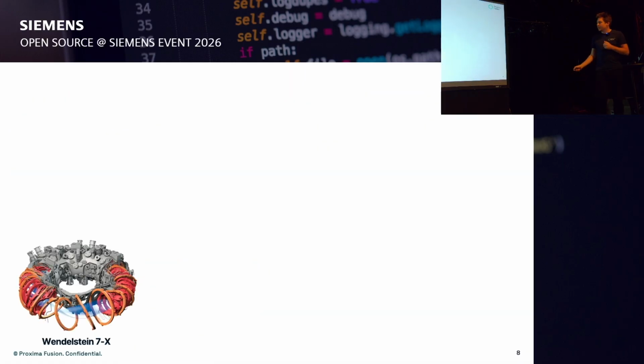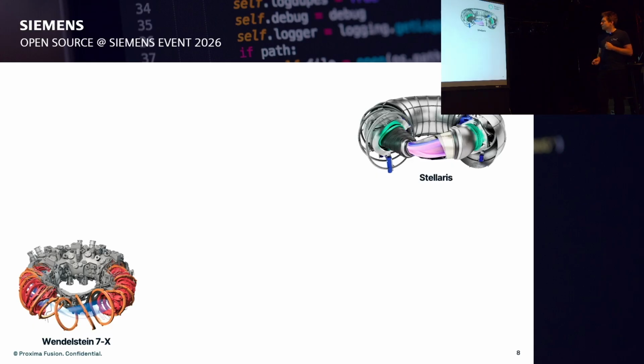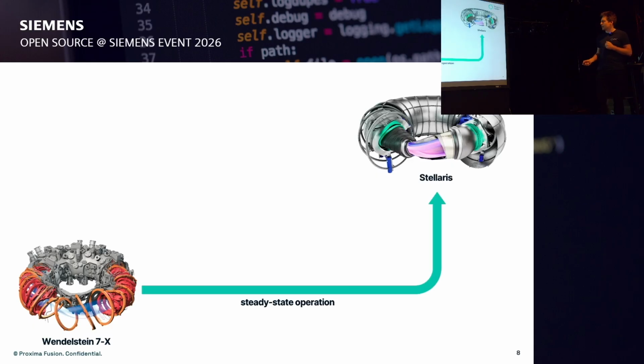How do we get there exactly? So we have Wendelstein 7X, this machine in Greifswald, and we want to get to the fusion power plant. And something that we can directly carry over from W7X is steady state operation, because W7X is a fully superconducting machine. That means all these magnet coils, in this case here orange and red, are cooled down to minus 269 degrees Celsius, roughly 4 Kelvin. It's the temperature of liquid helium.